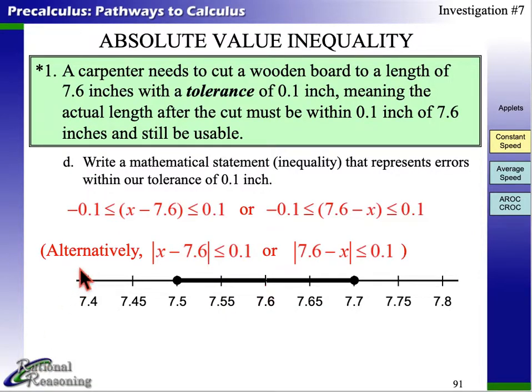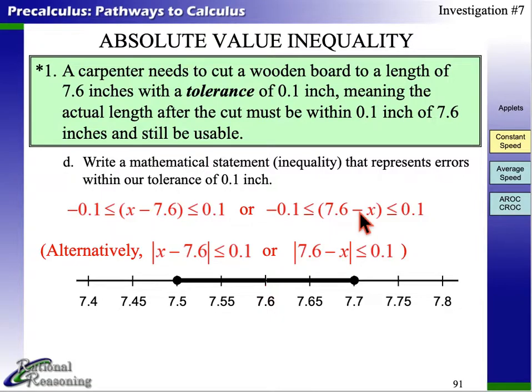So when we have an inequality, what we really started off with is that x minus 7.6 has to be between, again, when we're looking at the error, negative 0.1 and positive 0.1. We want that error. And we could also think of it the other way, 7.6 minus x, and again, it's just the error above or below. So notice we kind of switch them back and forth.